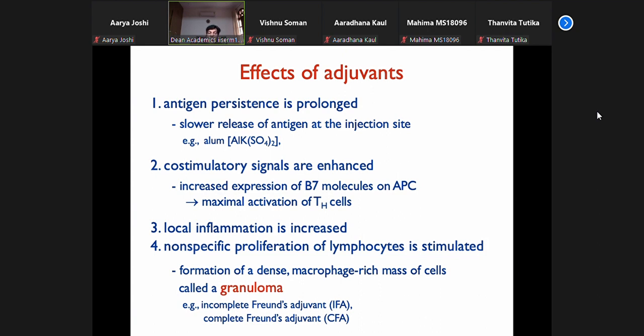Local inflammation. Fourth is non-specific proliferation of your lymphocytes, which is also provided by these adjuvants. Once you have ligated your specific B cells and T cells, then the environment induced by adjuvants can non-specifically keep on increasing the number of your T and B cells.